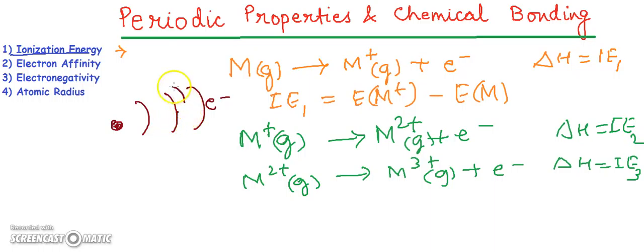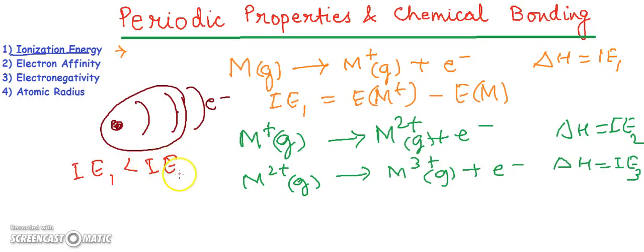Why? Because the electrons which are present inside, towards the nucleus, are effectively pulled towards the nucleus, and so they require more energy. That is why we can write here IE1 is less than IE2 is less than IE3. Okay, like that. The more we go inside towards the nucleus, the more energy we need to release the electron.